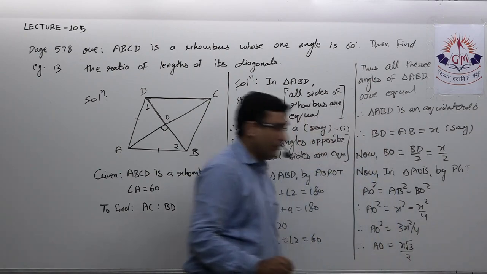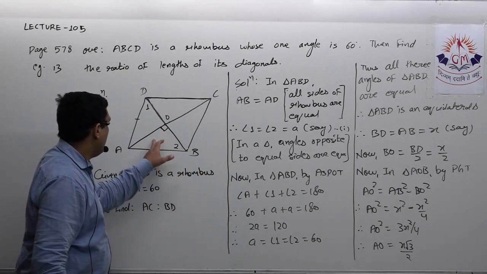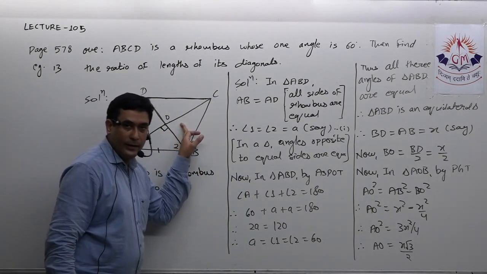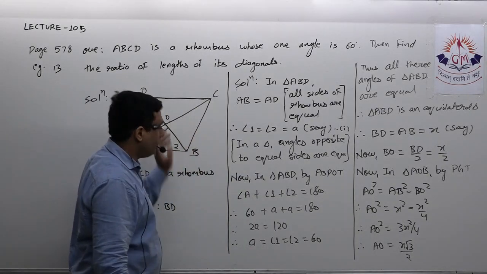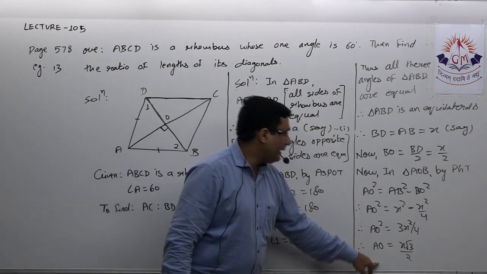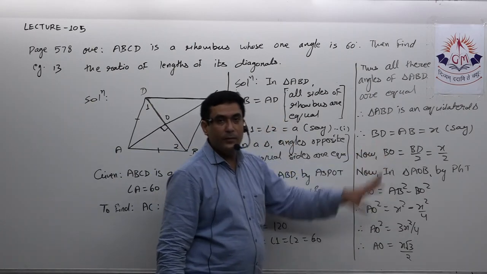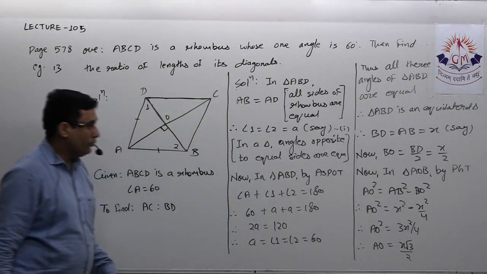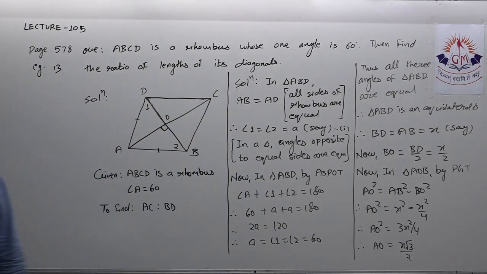So here I got the value of AO. As I got AO, now it is easy to get AC because AC is twice AO. After getting AC, I already have BD, so it will be easy to get their ratio. So note it down up to this point, then I will give you the further solution.